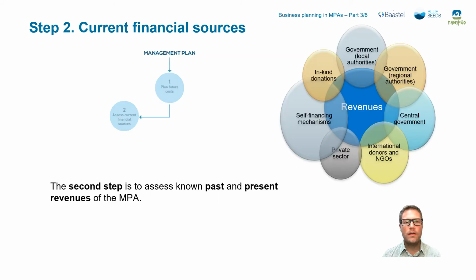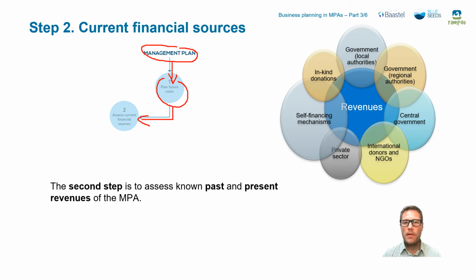Okay, so now that you've planned your future costs using the activities that you've identified in your management plan to reach your conservation objectives, you need to assess your current financial resources, which means assessing your known past and present revenues. So what kind of revenues are we talking about?